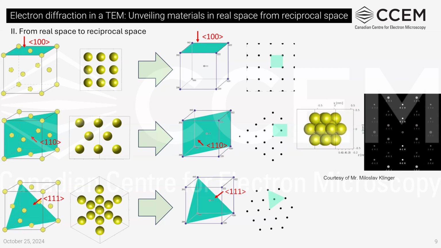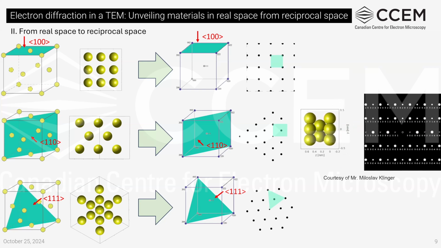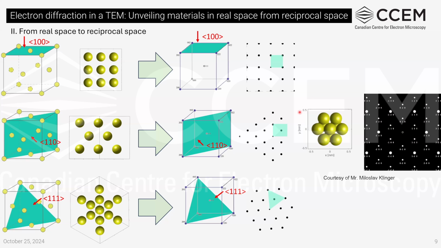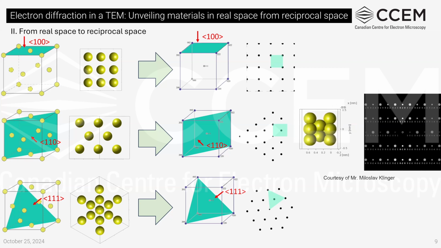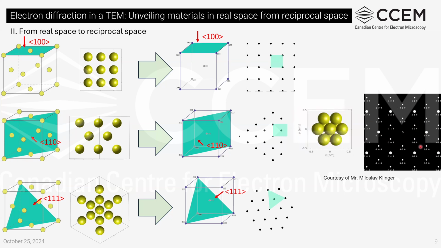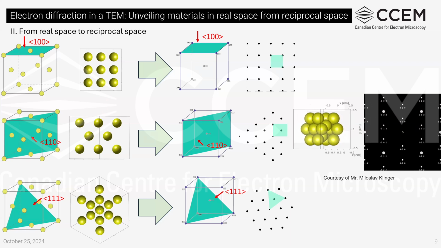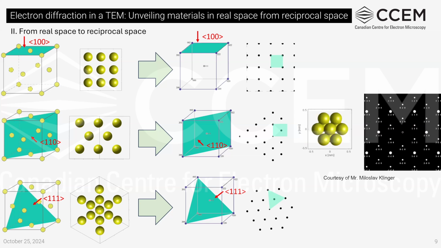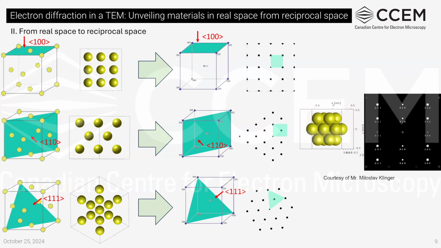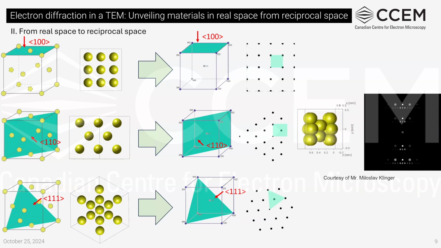Here is a more intuitive image, made by Mila Klinger, the author of CrystalBox. The left side is the unit cell of magnesium. If we rotate and view it from different directions, its diffraction patterns change accordingly. So when we work on a diffractogram, it is not only essential to index each diffracted spot, but it is also crucial to identify the zone axis. That is our viewing direction here.